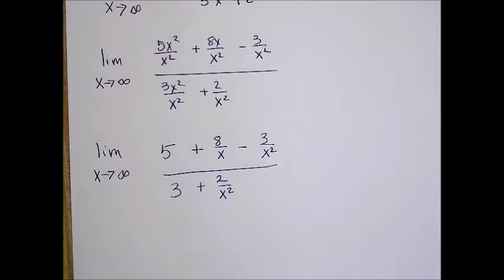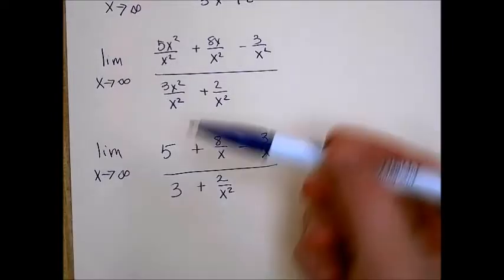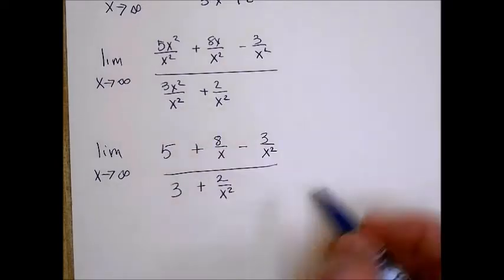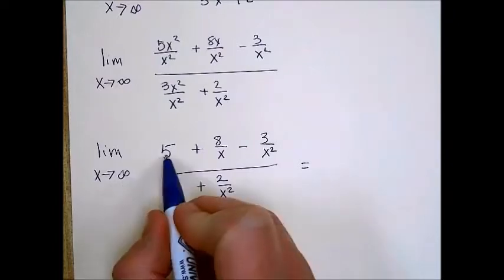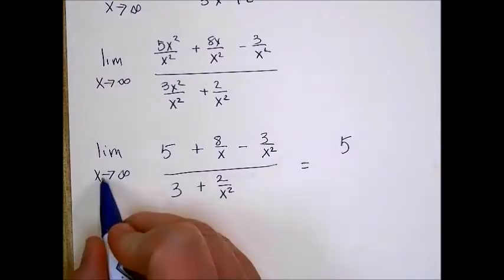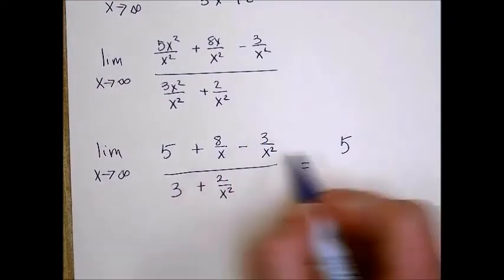Remember that the limit of the sums and the quotient is equal to the sum and the quotient of the limits. So I'm not going to break all of that apart. I'm just going to evaluate each limit as we go. So this is equal to the limit as x approaches infinity of 5, which remains 5. Limit as x approaches infinity of 8 over x.